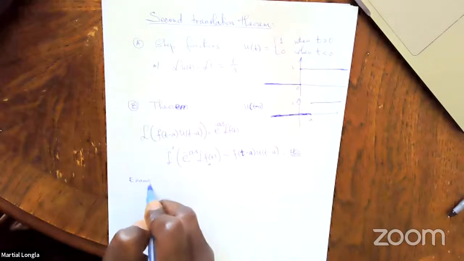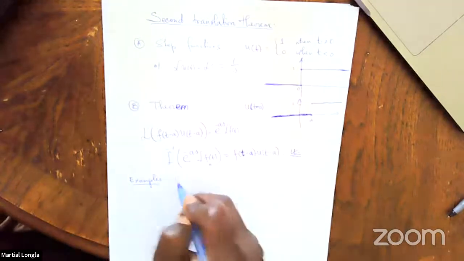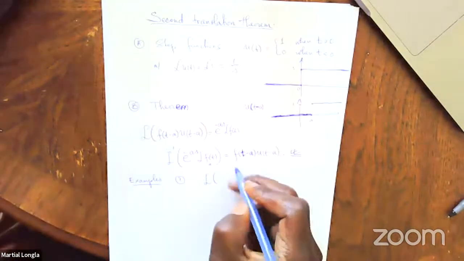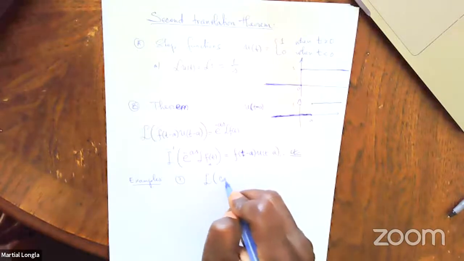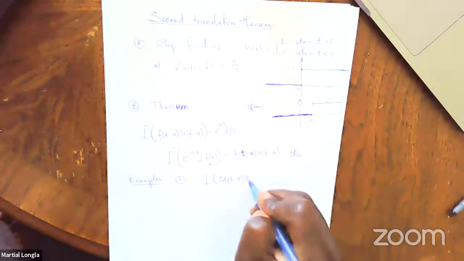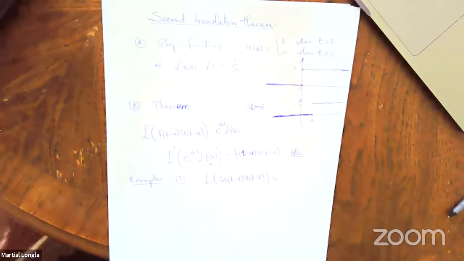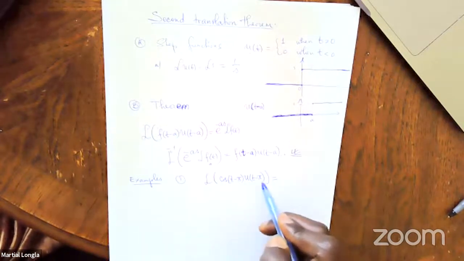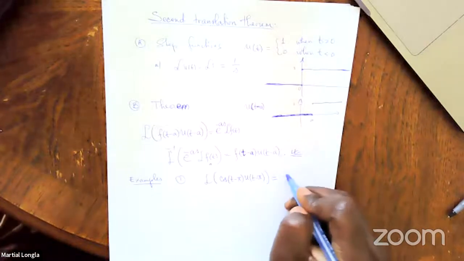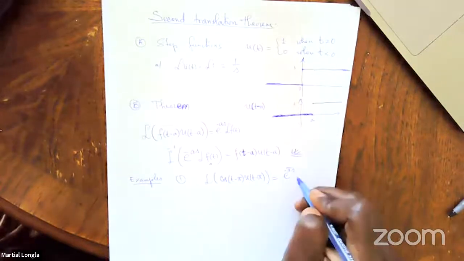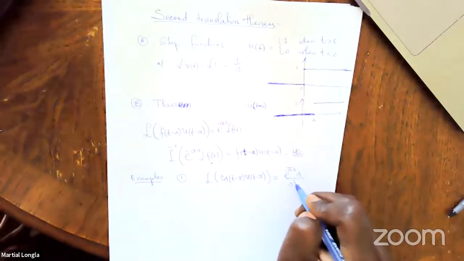Examples. Let's say we want to find the Laplace transform of, let's say, cosine of t minus pi, u of t minus pi. Straightforward, it's written like that. F of t minus a, u of t minus a, that's standard form. So it's e to the negative pi s, then the Laplace transform of cosine, which is s over s squared plus 1. That's it.